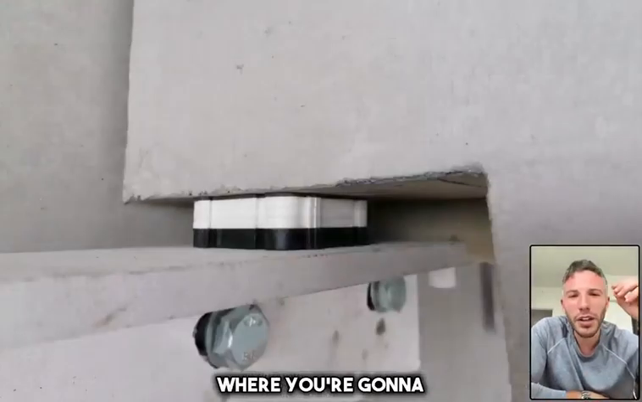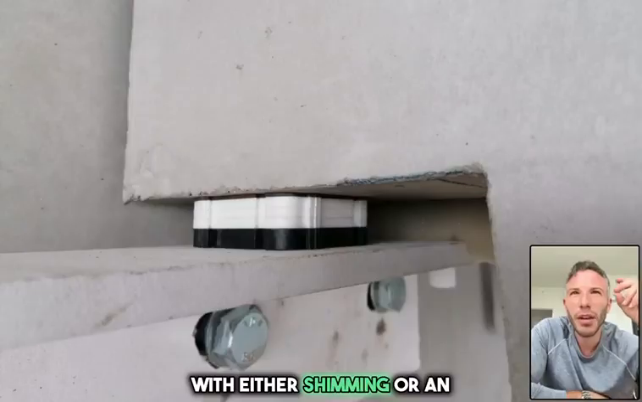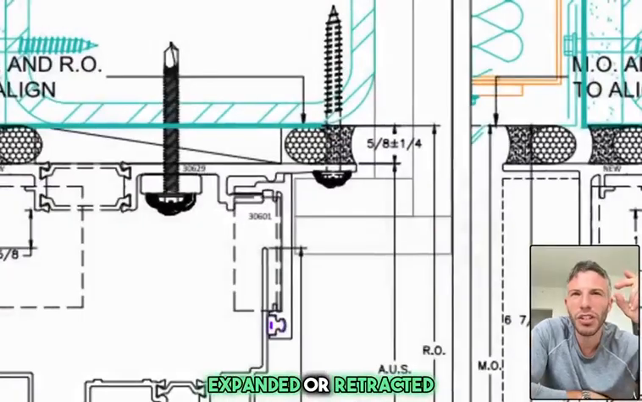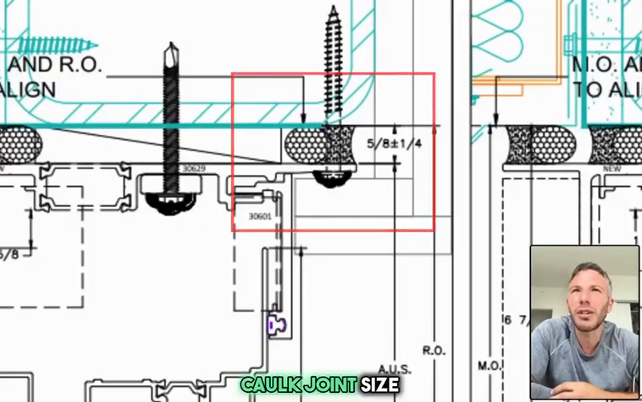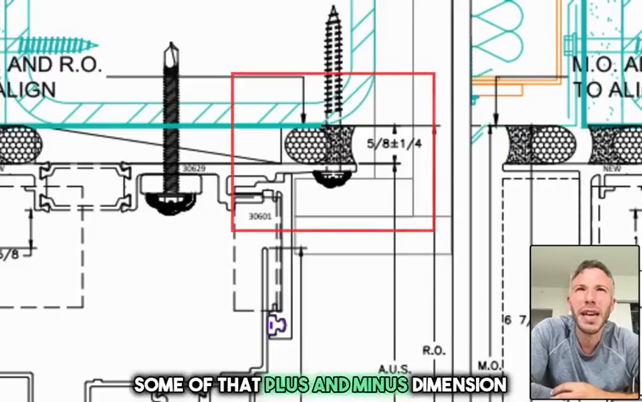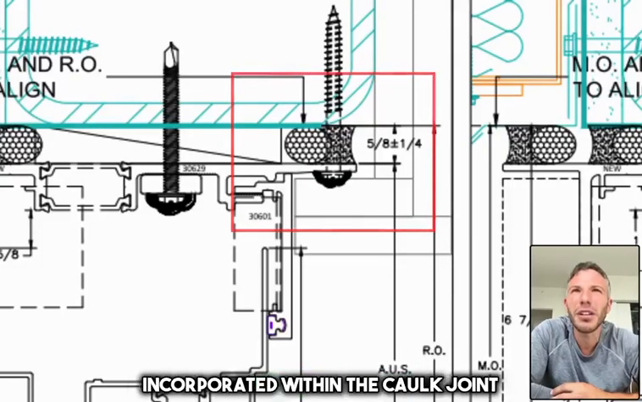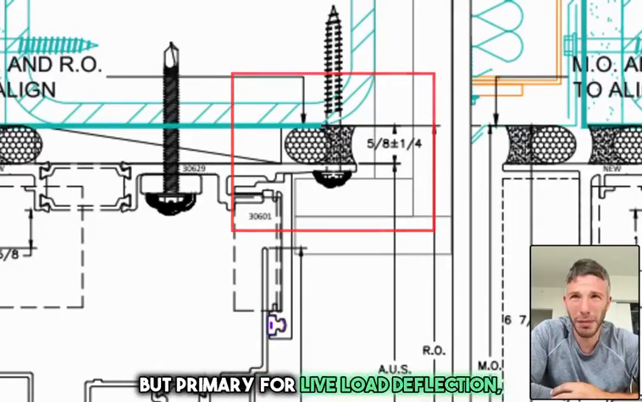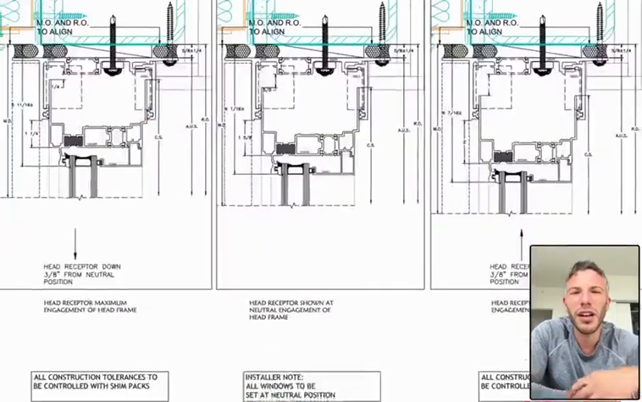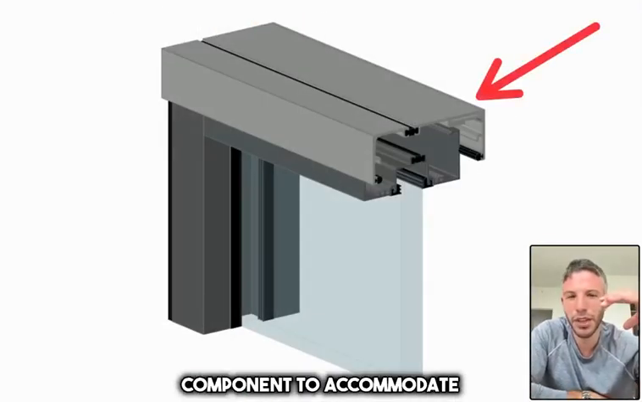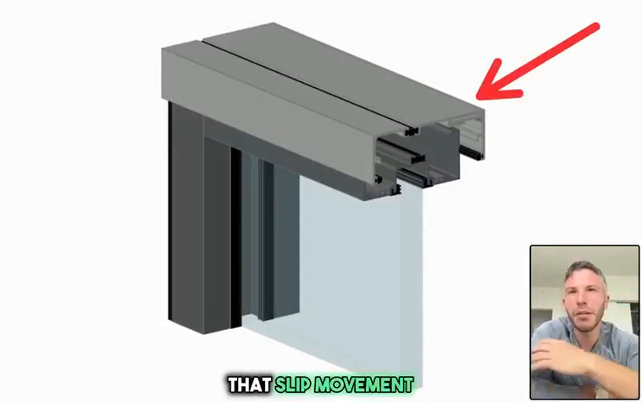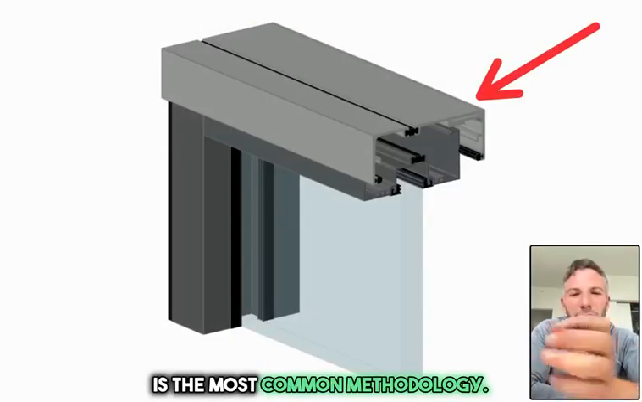Now, if you talk about system and installation tolerances, that's when you might get into a condition where you're gonna have to accommodate with either shimming or an expanded or retracted caulk joint size. And that's where you can see some of that plus and minus dimension incorporated within the caulk joint. But primarily for live load deflection, a hard fixed head receptor component to accommodate that slip movement is the most common methodology.